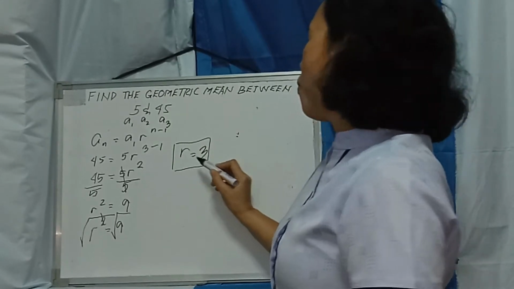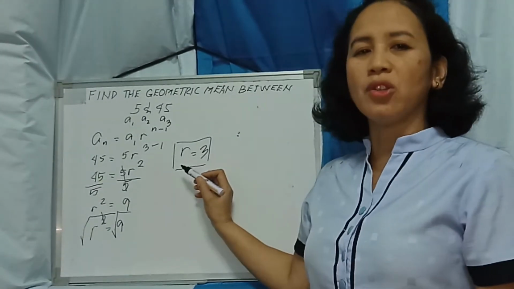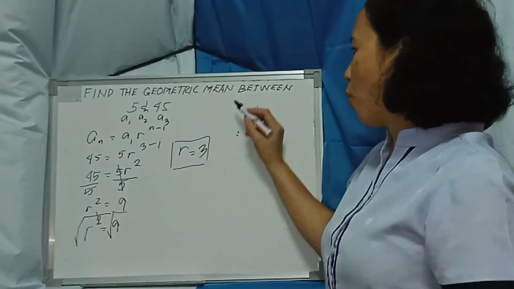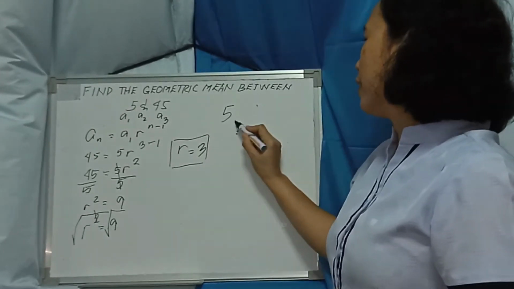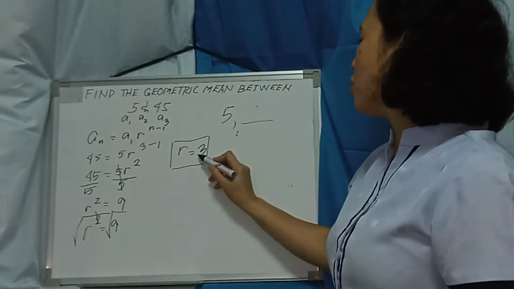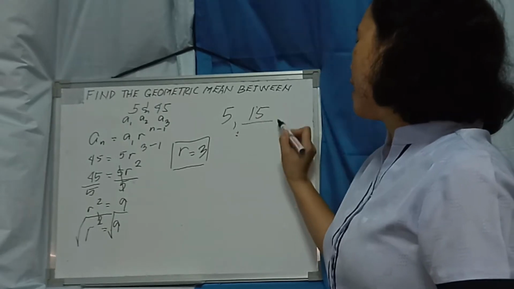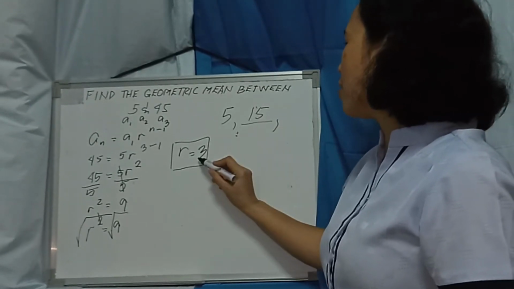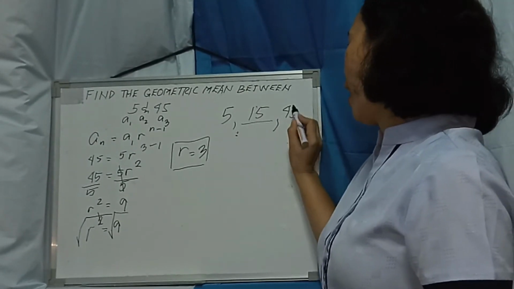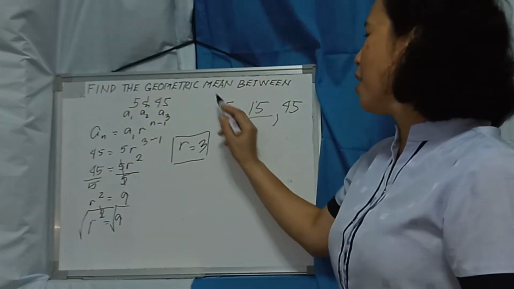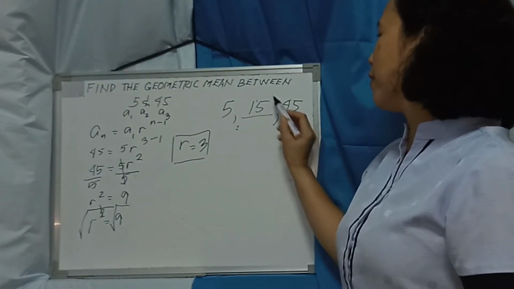Since we have the value of the common ratio, which is 3, we have here 5, then 5 times 3, that is 15, and then 15 times 3, 45. So the geometric mean between 5 and 45 is 15.